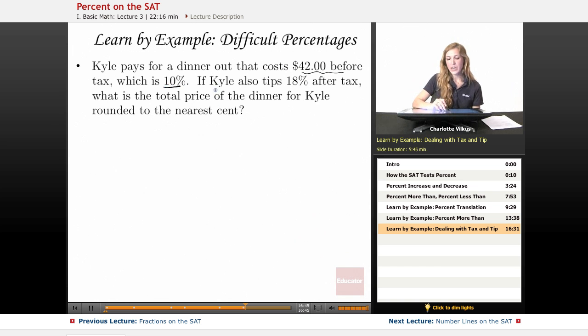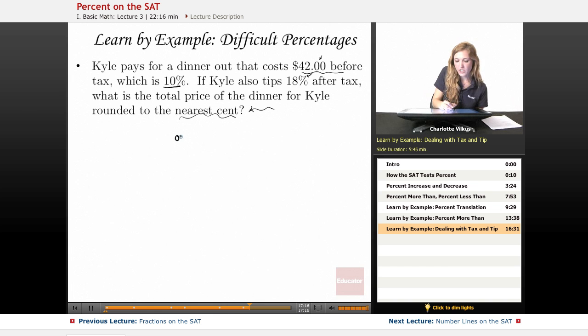And if Kyle also tips 18% after tax, we want to be able to find the total price of the dinner for Kyle rounded to the nearest cent. So this means we're going to need to find the amount that the tax increases our total by, and then again find the amount that the tip is going to increase our total by after tax. And this will then allow us to find the total price of the dinner.